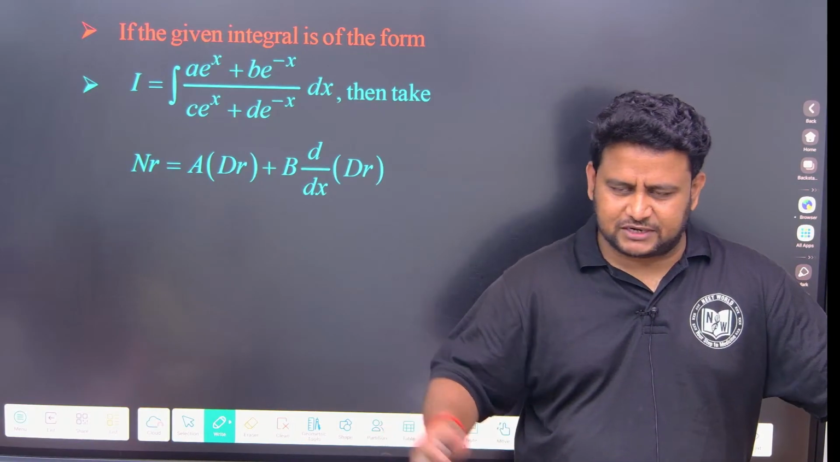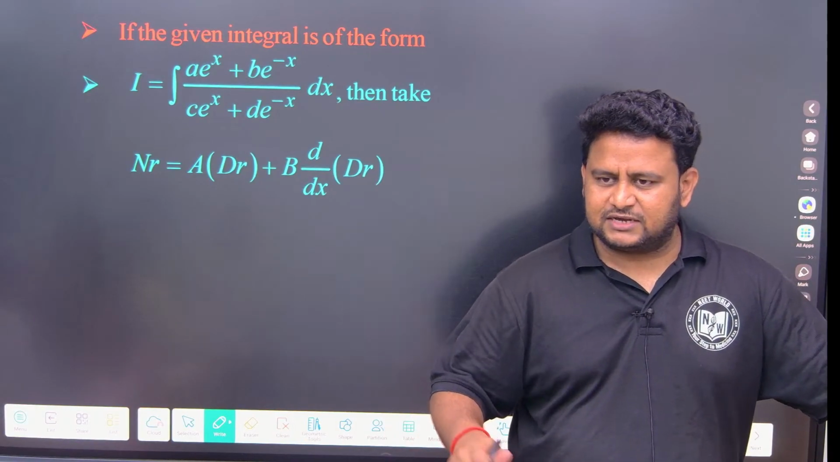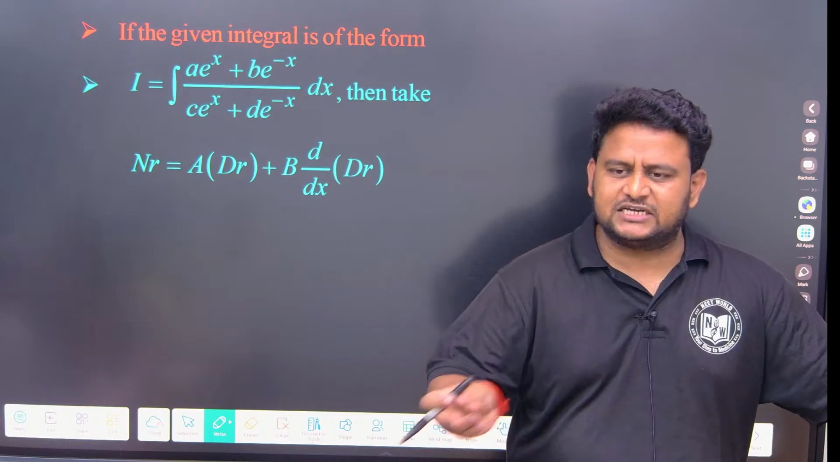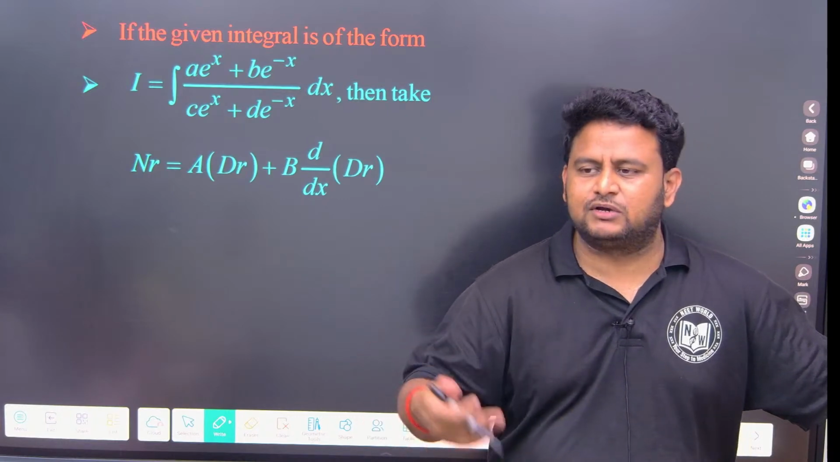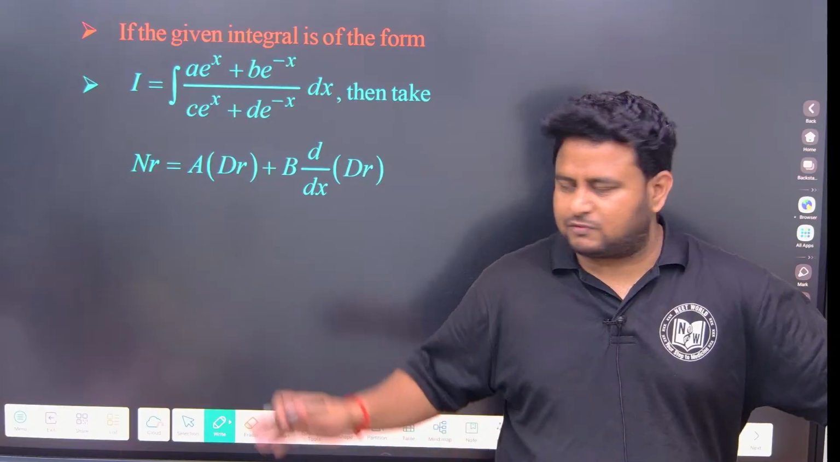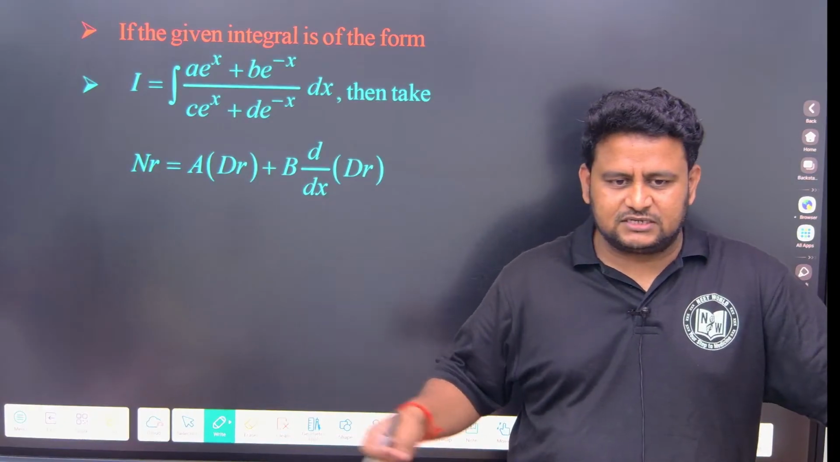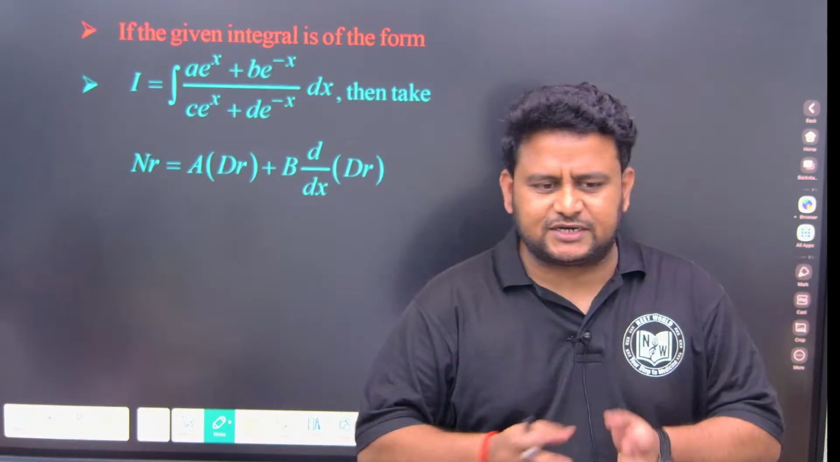Next is another form, that is the integral of 1 by x into x power n plus 1. Here what you should do? Highest power you should take outside along with the square root or cube root or whatever. That's it. Next is what we learned, that is when it comes to constants with trigonometric.